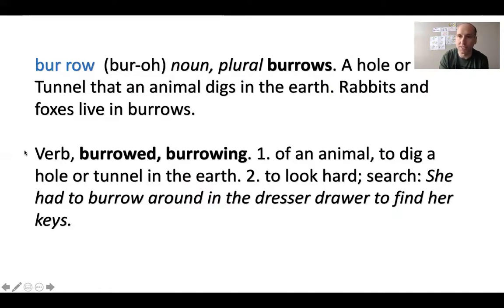So this is what it looks like in a dictionary, boys and girls. It gives us the word, the syllables, how to pronounce it, and tells us whether it's a noun or a verb. It might give us the plural version of the word, if there was more than one, the definition, and sometimes it'll give us an example of how to use that word.